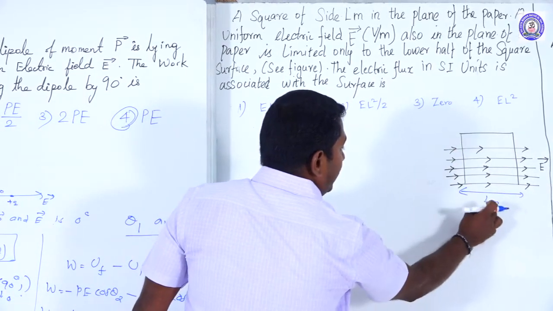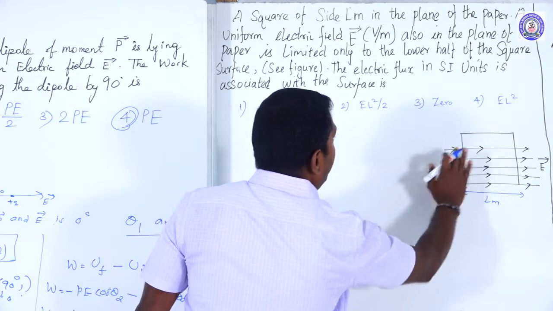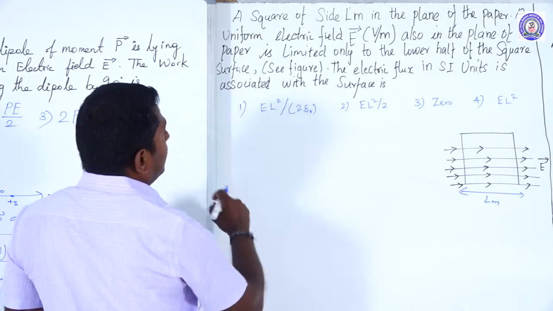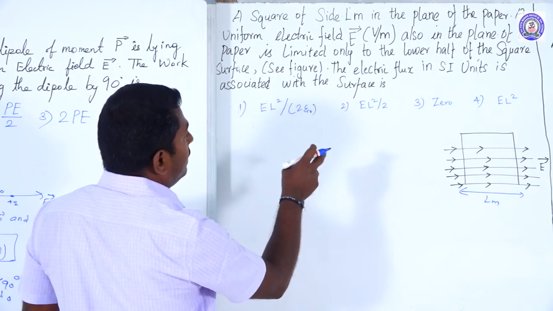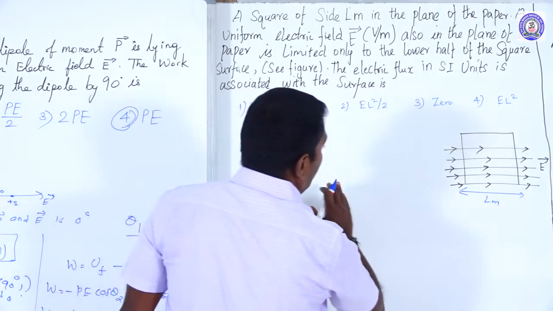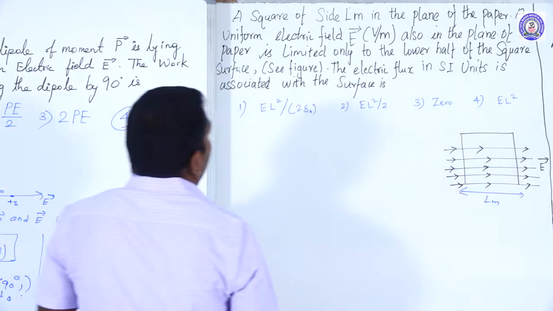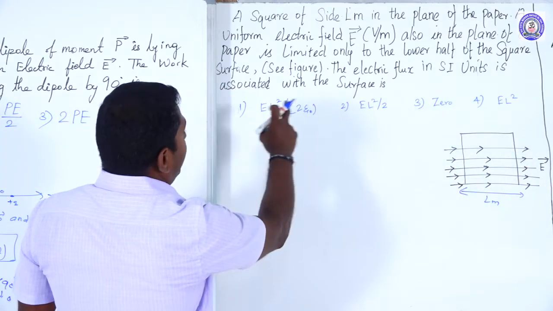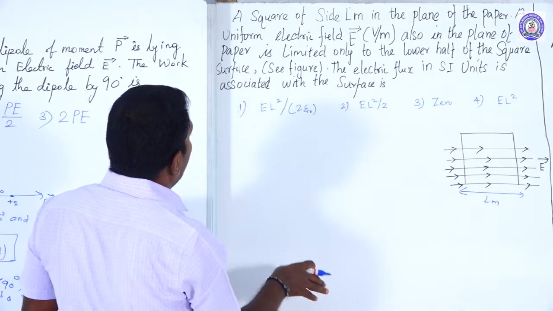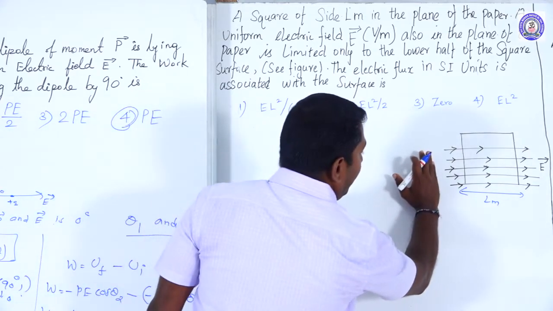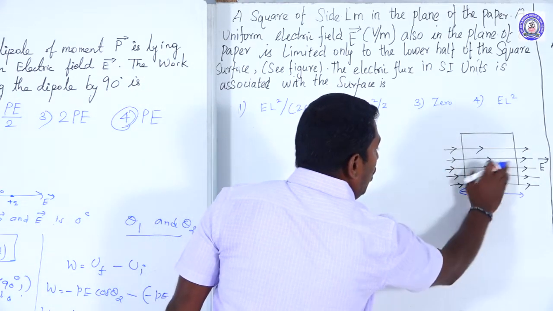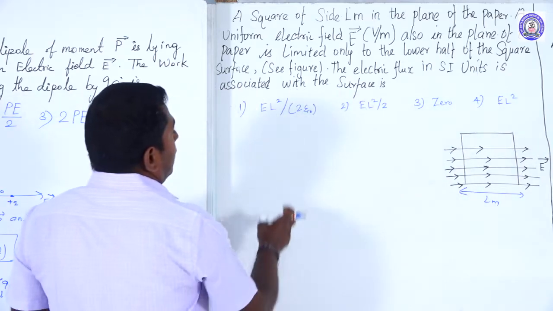A square of length L meter is lying along the plane of the board. A uniform electric field E volt per meter is also in the plane of the board. Thus the uniform electric field acting along the plane of the board is limited only to the lower half of the square surface. Thus the uniform electric field is established in the lower half of the square.